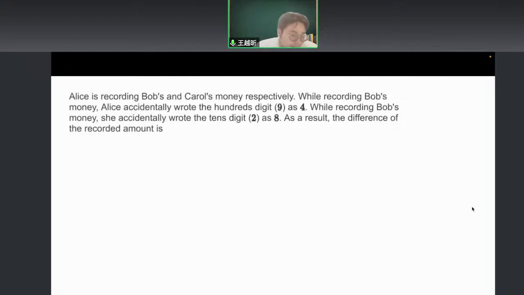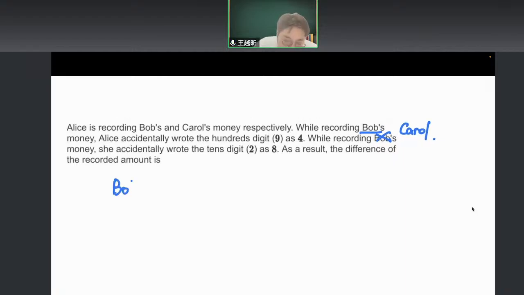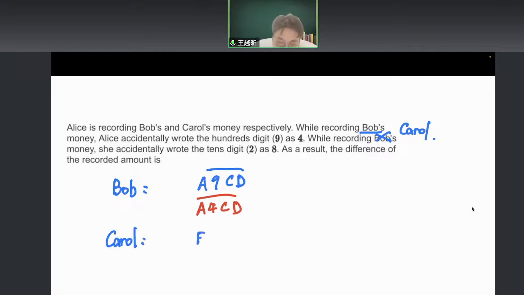So actually, when recording Bob's and Carol's money, Alice accidentally wrote the hundreds digit 9 as 4. So for Bob, the correct one maybe is 8, 9, C, D, and the wrong one is A, 4, C, D. And about Carol, the correct one is E, F, 2, G, and the wrong one is E, F, 8, G.